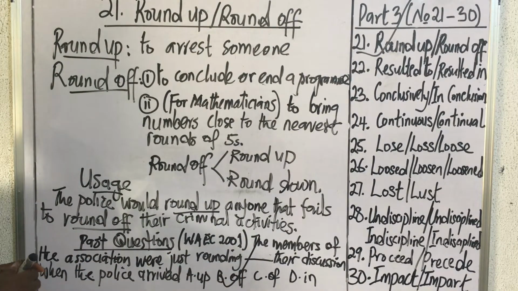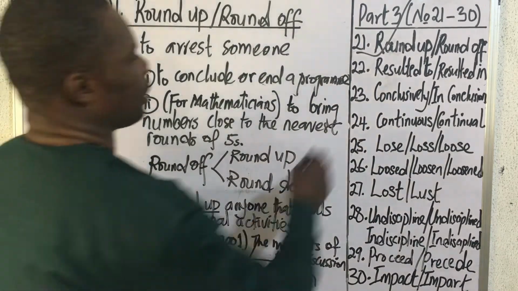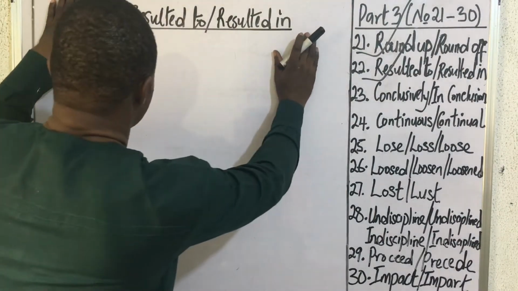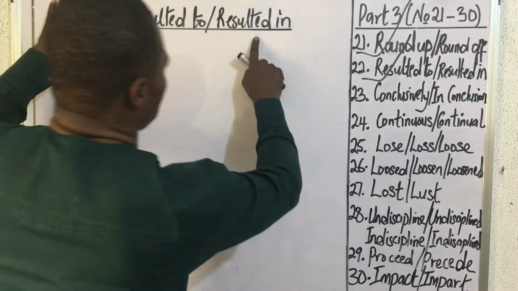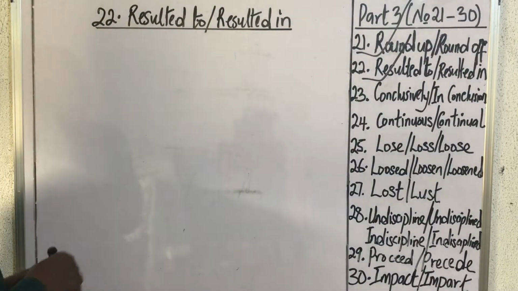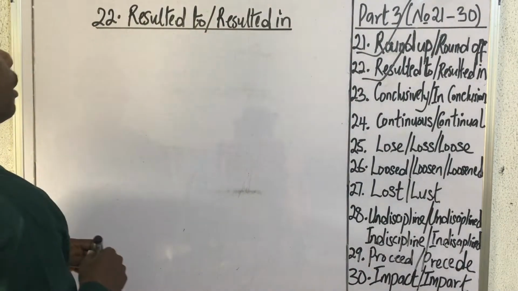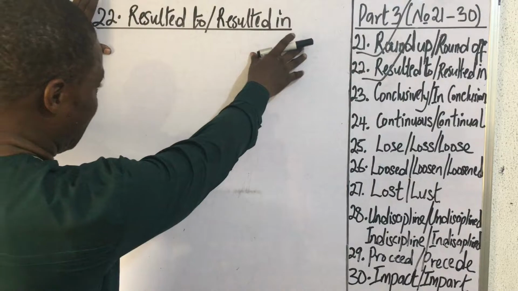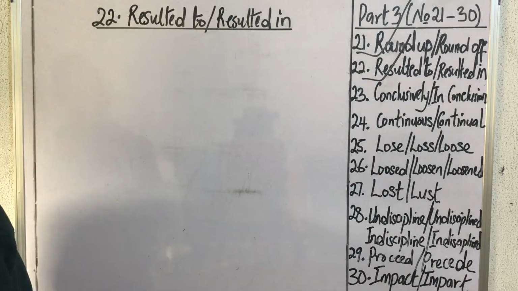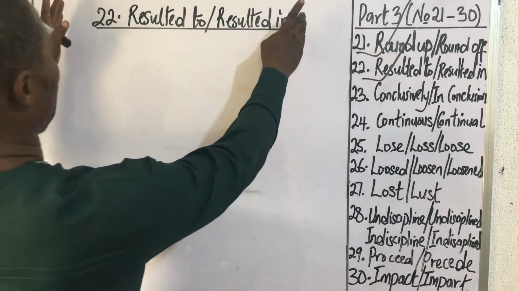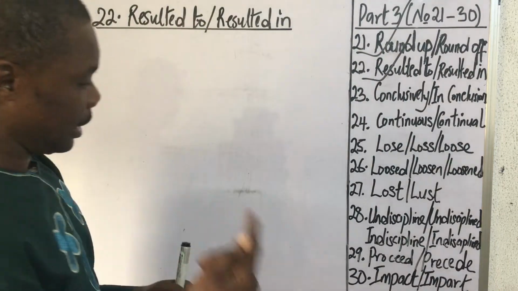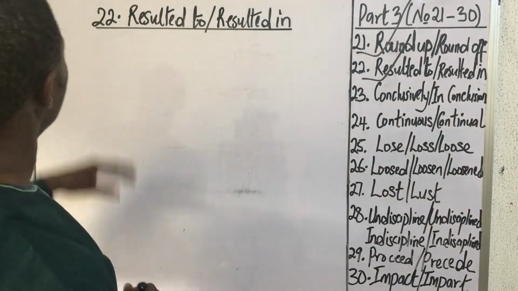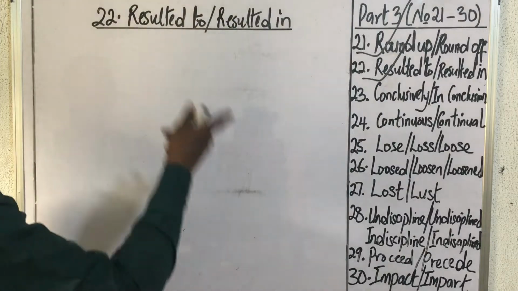We shall now move forward to the next item on our list, which is resulted to and resulted in. Item 22, resulted to / resulted in. We have said quite a lot in this video on prepositional phrases. So resulted to and resulted in here are also phrasal verbs. But in everyday English, if you go out there on the street, you will usually hear things like it has resulted to, it has resulted in.